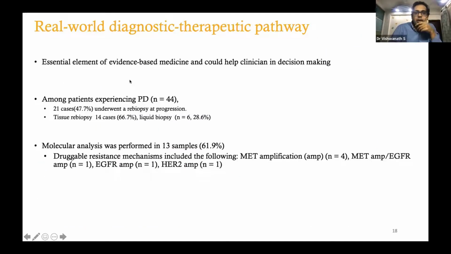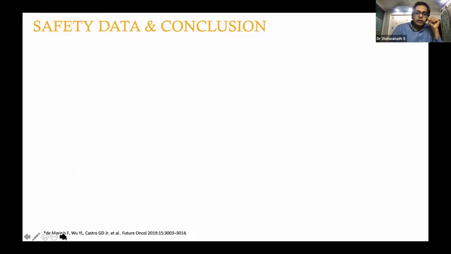So definitely they also looked at the diagnostic therapeutic pathway. And among patients who had progressive disease, 47.7% underwent a rebiopsy at progression, with tissue rebiopsy in 14 cases, that is 66.7% of the cases, and liquid biopsy in 28.6% of the cases. And subsequently, like the previous speaker mentioned, other mutations like MET amplification, EGFR amplification, HER2 amplification were also seen in these patients. So, safety data and conclusion.